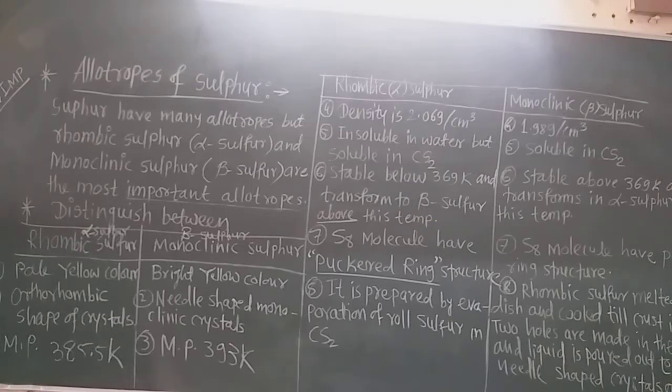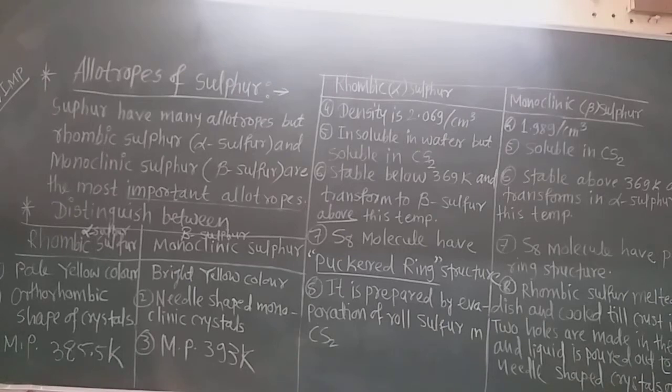But if we do chemical reactions of all these allotropes with the same reagent, then the products obtained are the same. That means they are chemically the same element. Now sulfur also has many allotropic forms, but only two allotropes of sulfur are very important.